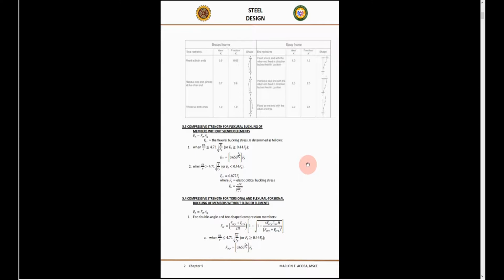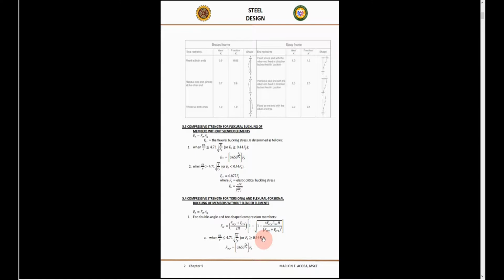For the continuation of Chapter 5, we will now proceed to the compressive strength for torsional and flexural torsional buckling of members without slender elements. So here our nominal strength would be equal to the buckling stress multiplied by the gross area. We have here different conditions in deriving the buckling stress.